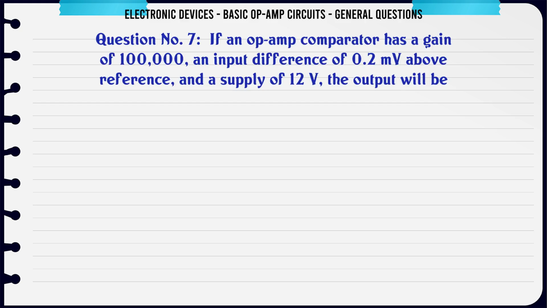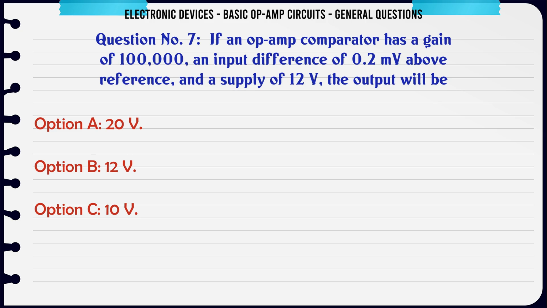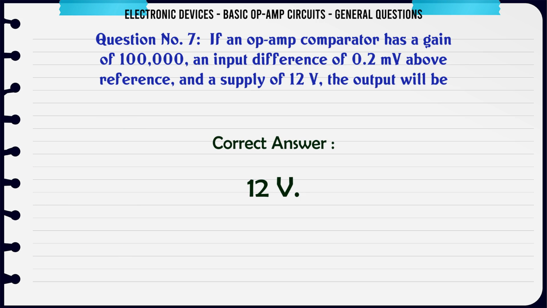If an op-amp comparator has a gain of 100,000, an input difference of 0.2 mV above reference and a supply of 12 V, the output will be: A. 20 V, B. 12 V, C. 10 V, D. 15 V. The correct answer is 12 V.